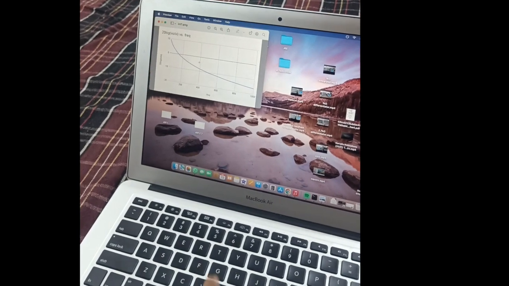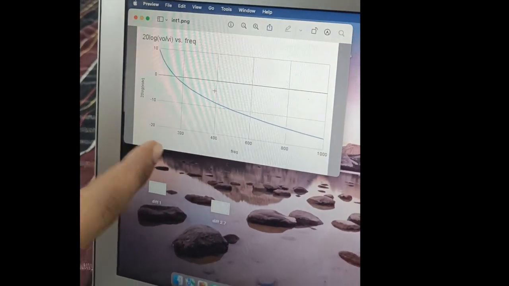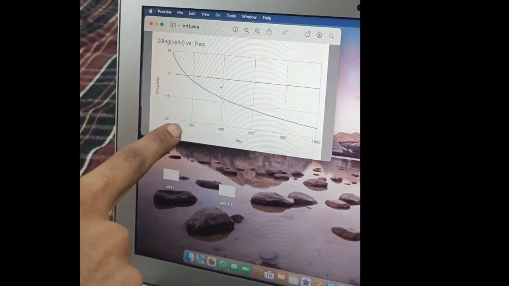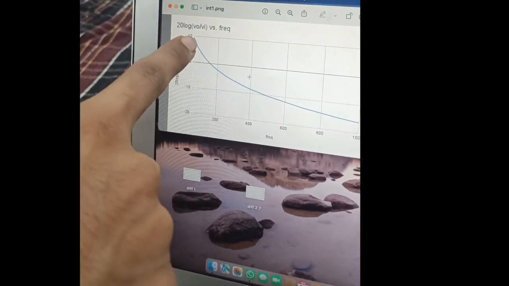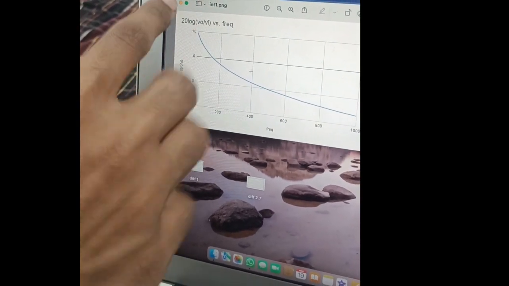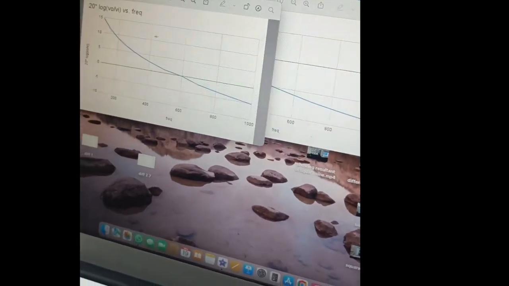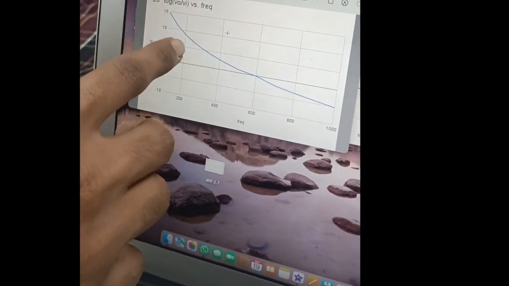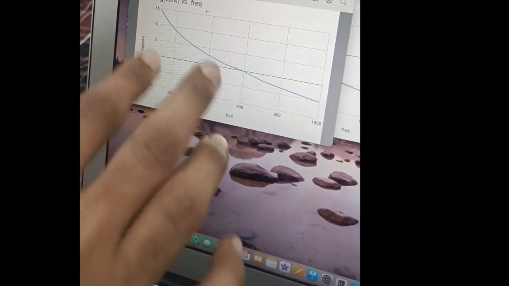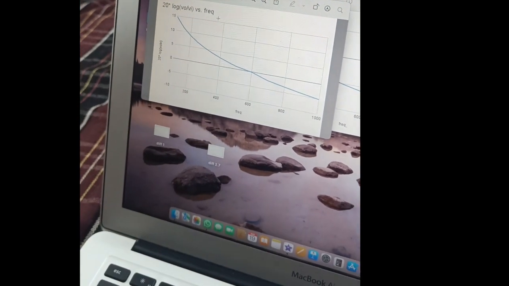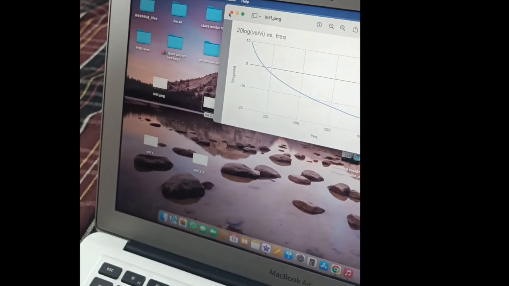Now for the 1 kilo ohm resistor, this is the integrating circuit. Now we can clearly see from the graph that for lesser values of the frequencies, we have higher decibel gain, which means that the integrating circuit acts as a low pass filter. The same thing we can also see in the 2.7 kilo ohm resistor also. For the lesser frequencies, we have higher value of the decibel gain. So from here we can confirm that the integrating circuit acts as a low pass filter.